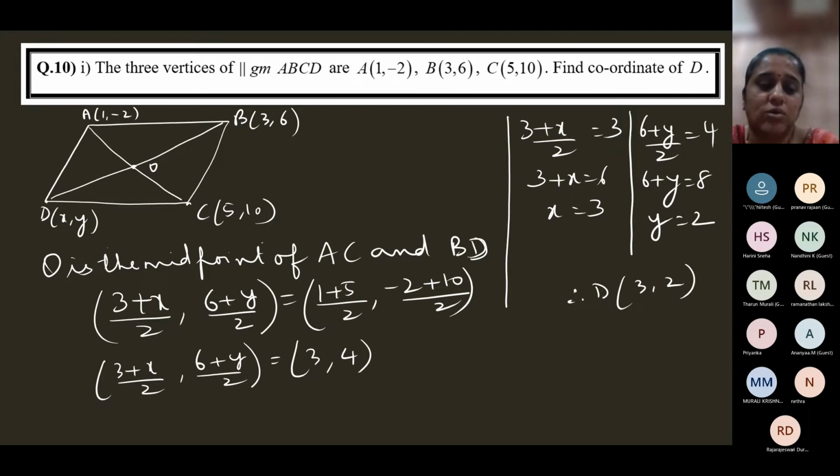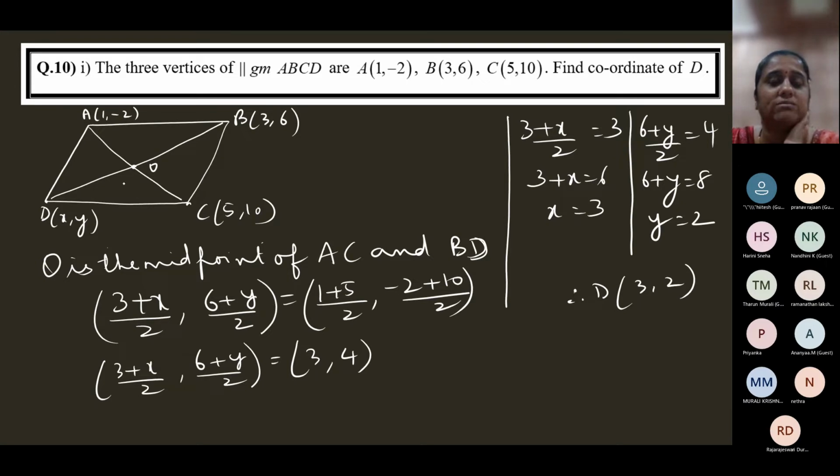So children, since O is the midpoint of both AC and BD, you can find the coordinates of O using the midpoint formula, using A and C as well as B and D. But both will have the same address because O is only one point. It can have only one address. But you can find it using BD and AC. So how will you find the coordinates of O using BD?